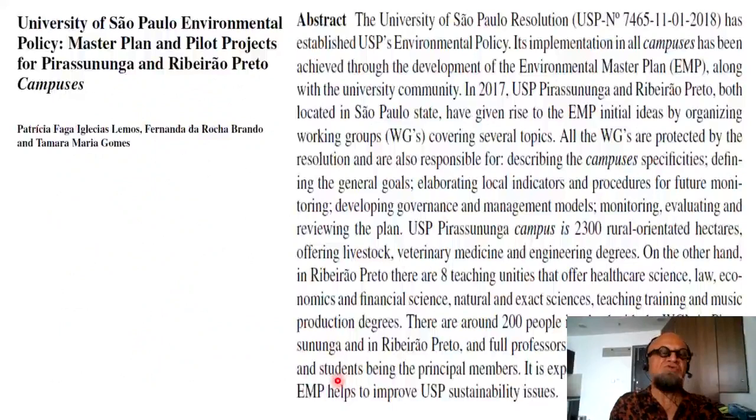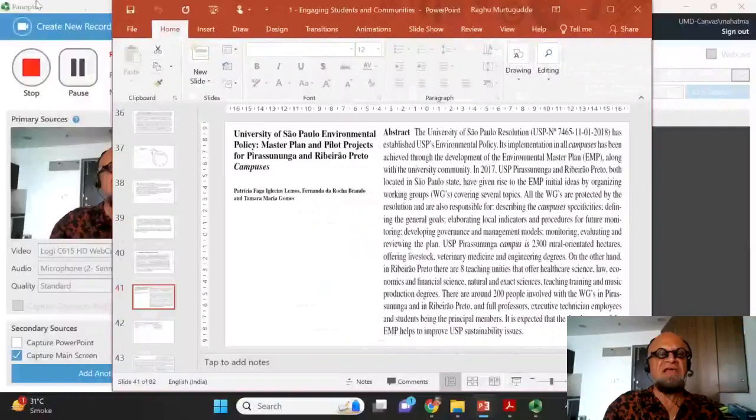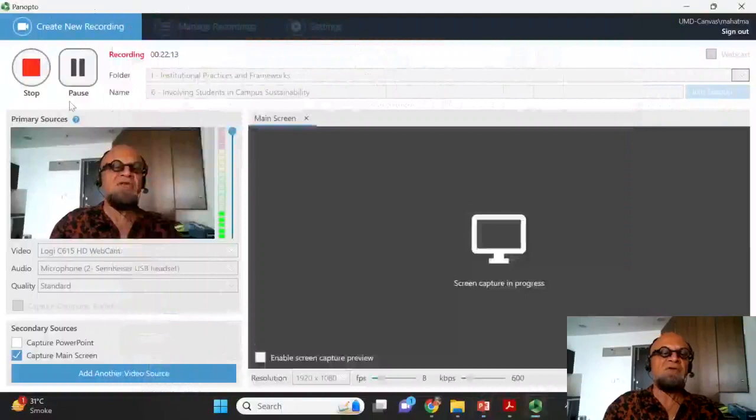We'll continue this with an example from University of São Paulo Environmental Policy. It's an educational curriculum activity, master plan and pilot projects for Pirassununga and Ribeirão Preto campuses. I have no idea how to say them. Portuguese is a little bit difficult, but nonetheless we will come back and read those.